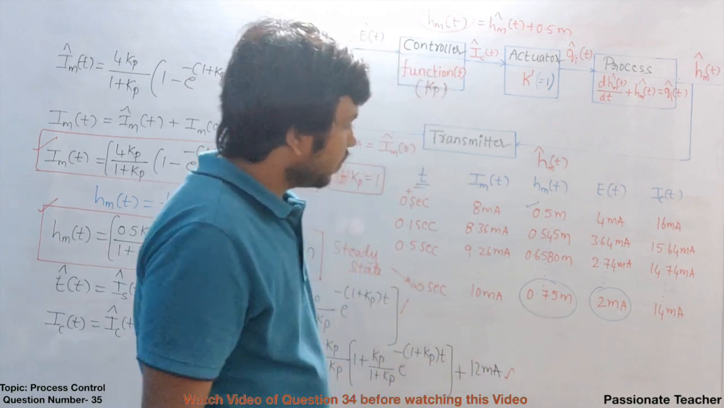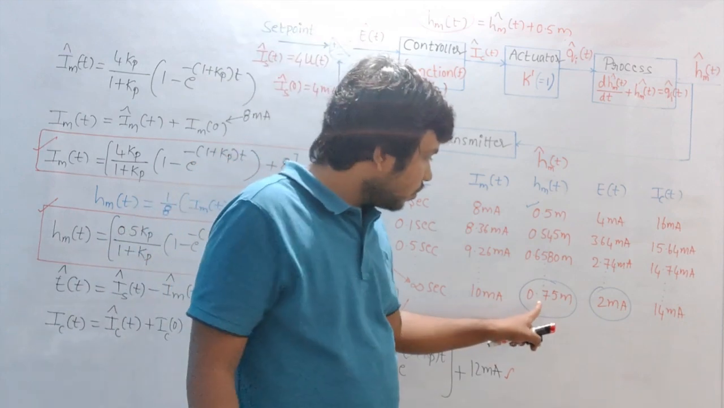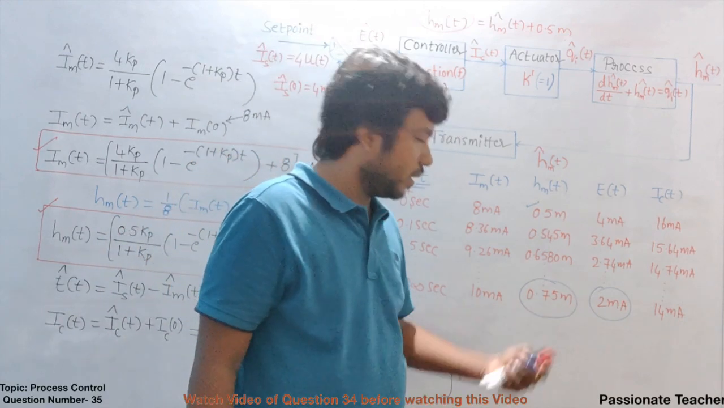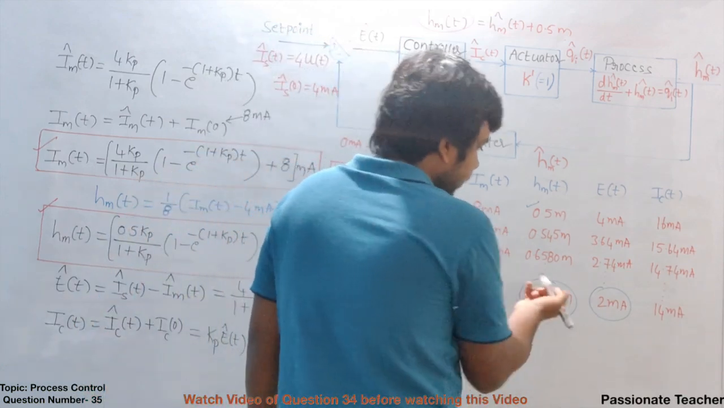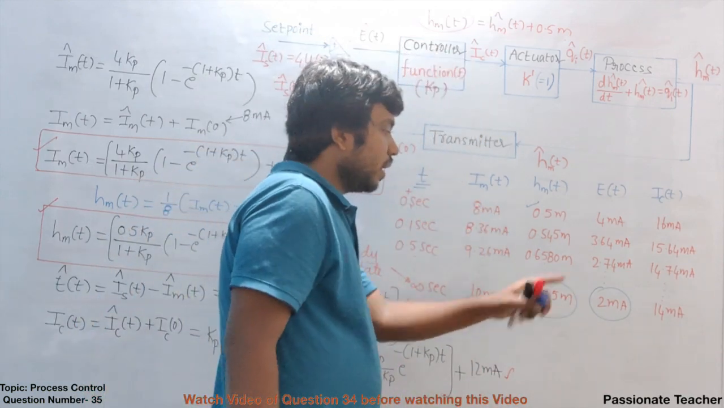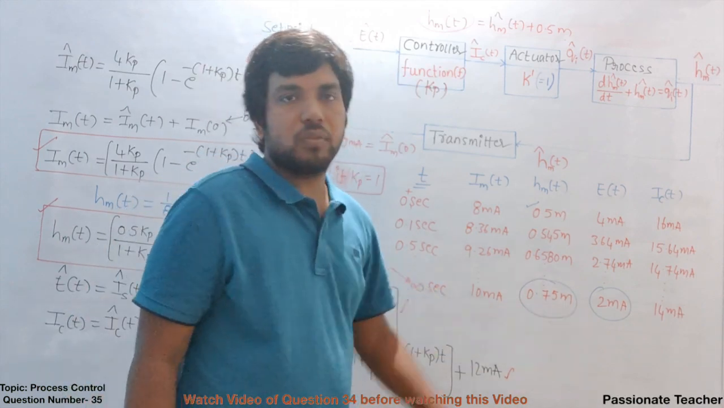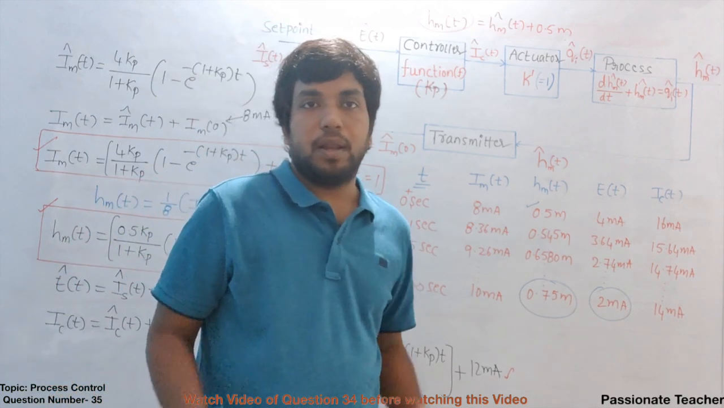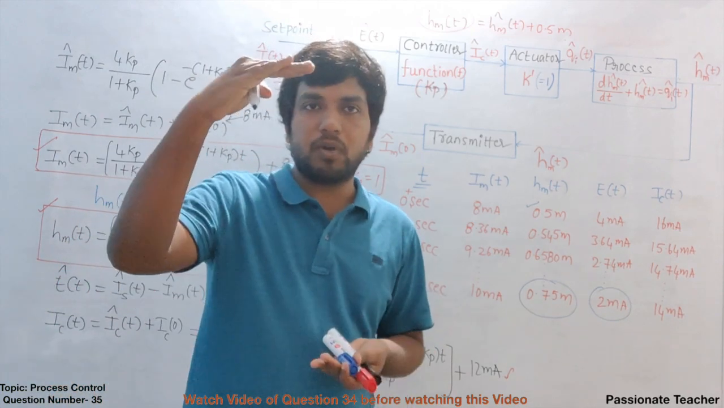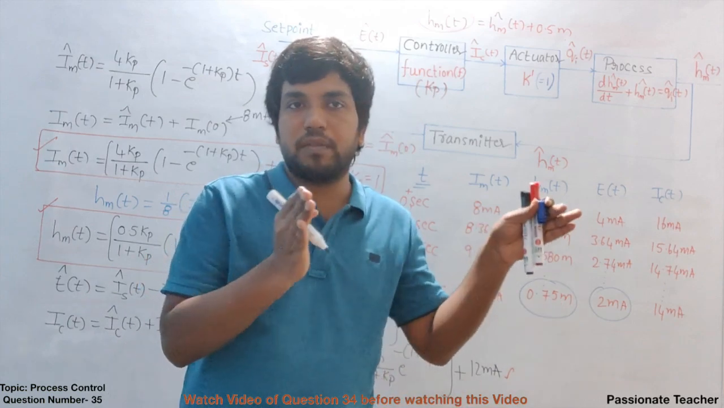Now, how much water level do we require? 1 meter at steady state. But how much did we get? 0.75 meter, right? So we require the water level to be 1 meter, but we got only 0.75 meter. Then what is the error here? 0.25 meter is going to be the error, right? We need to get 1 meter, but we got only 0.75 meter. So 0.25 meter is the error.